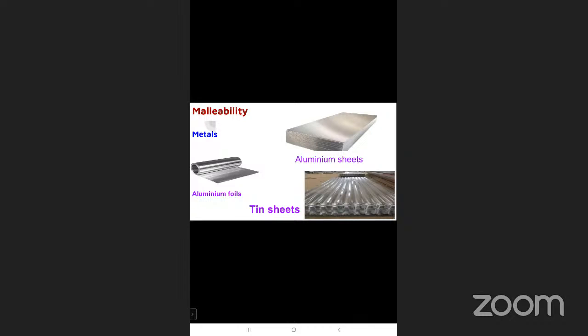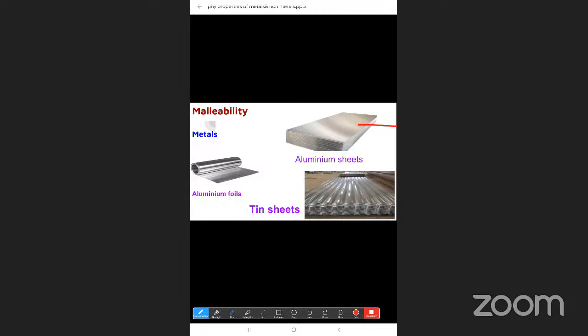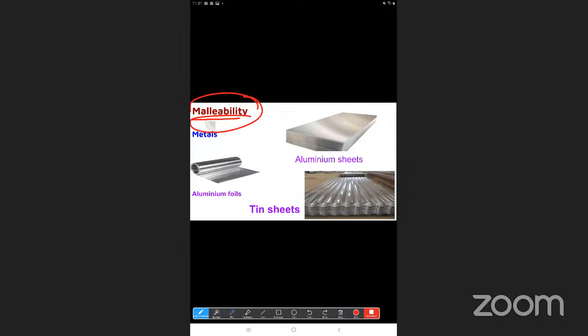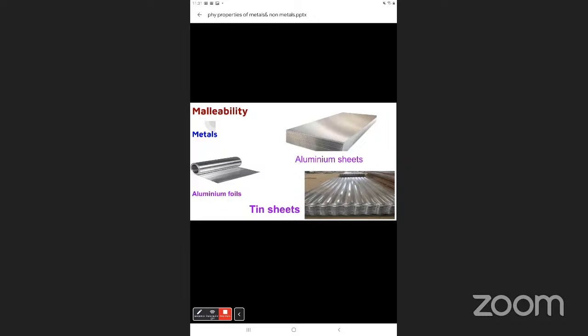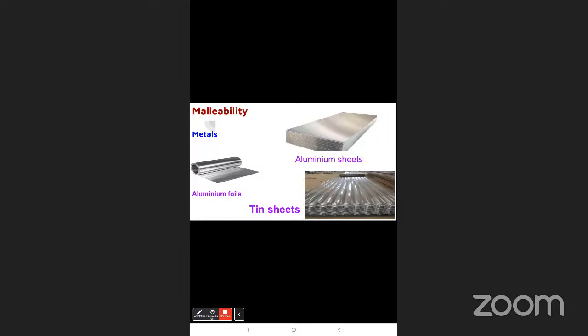This property of metals, according to which we can beat them into very thin sheets, is known as malleability. From the big block of aluminium, we got these aluminium foils, aluminium sheets, and tin sheets. This property is known as malleability, and it is one of the properties of metals.